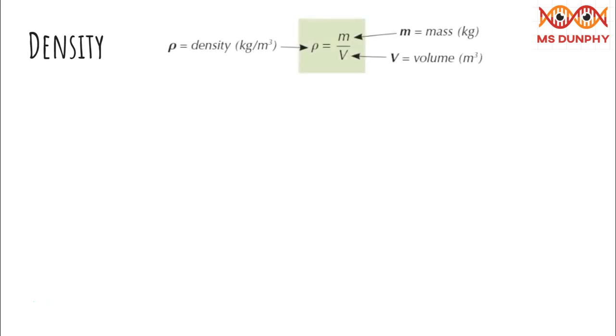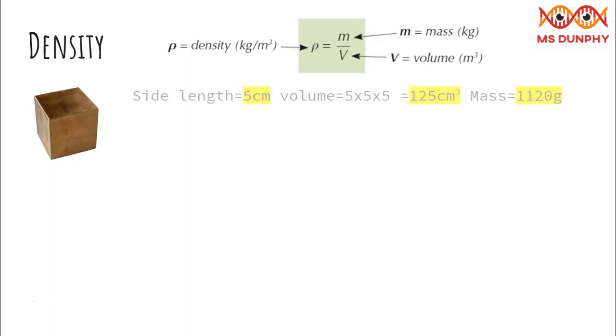There's a formula for finding the density of a substance. Density can also be measured in grams per centimeter cubed. An example is this copper cube. The copper cube has side lengths of 5 centimeters. That means the volume will be 5 times 5 times 5, which is 125. And we know that the mass is 1,120 grams.